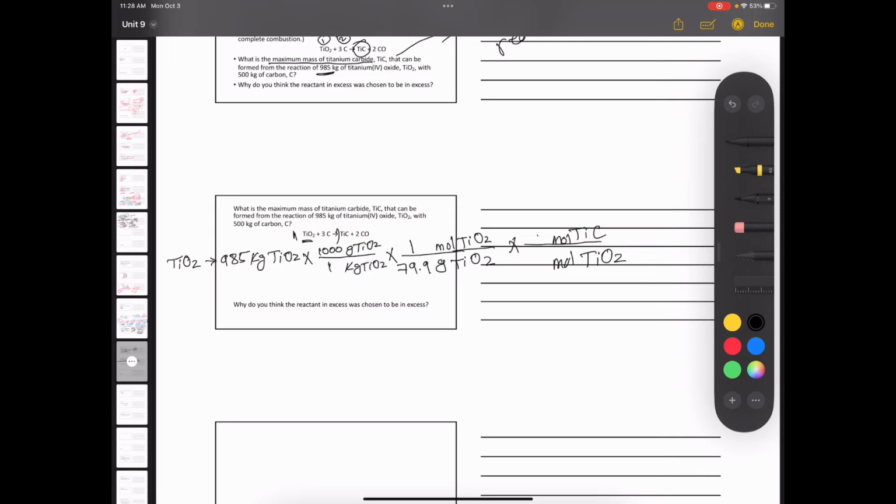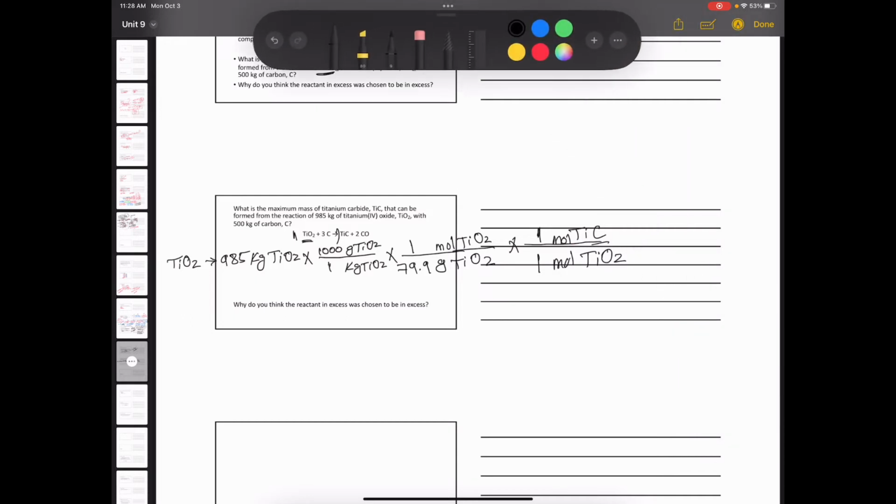So every 1 mole of titanium carbide will be produced from 1 mole of titanium oxide. Okay, so now I have moles of titanium carbide. What I can do now, I can convert that into grams, correct? Based on the molar mass of titanium carbide. So I have grams of titanium carbide, and I have moles of titanium carbide.